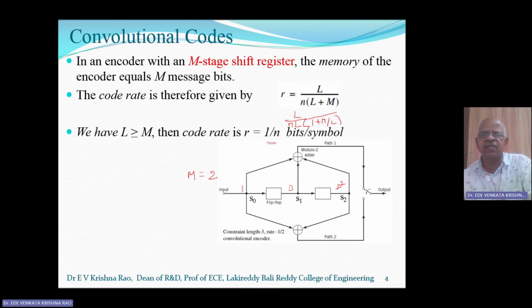The code rate in this example is the L message bits divided by the total code length, n into L plus m. L bits are taken, and m shifts are required to transmit the first bit from S0 to S2. So with L plus m and two outputs, n into L plus m is the code length. Simplifying, as L is very much greater than m, this becomes n into L into 1 plus m by L, and m by L is negligible. So the code rate is 1 by n bits per symbol.